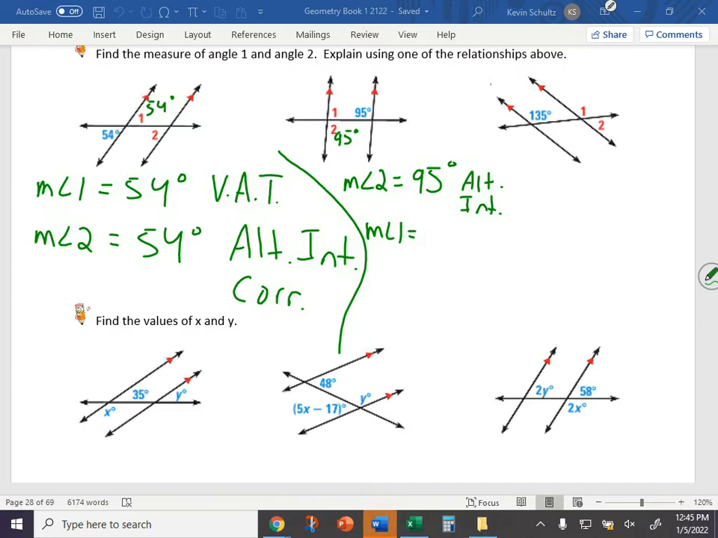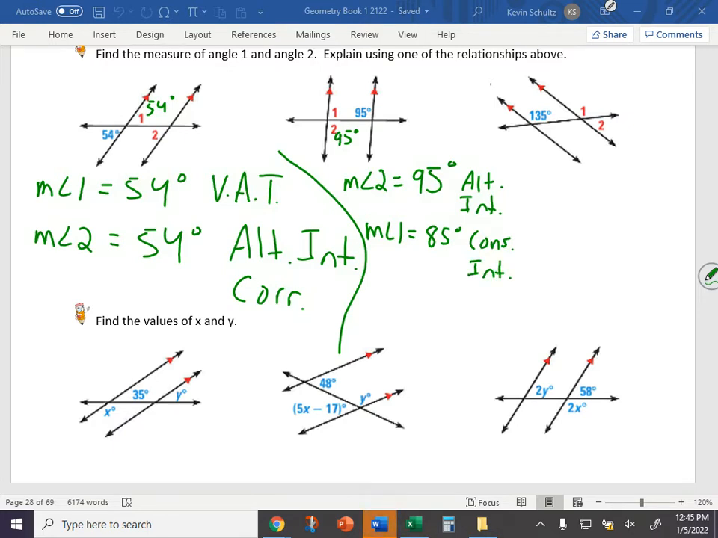Will? Angle 1 is consecutive interior angles to 95. Okay, so the relationship between our given angle and angle 1, they're consecutive interior, inside the parallel lines on the same side of the transversal, which means they're not congruent, they are supplementary. So if our given angle is 95, angle 1 has to be 85. And we got that with consecutive interior angles.